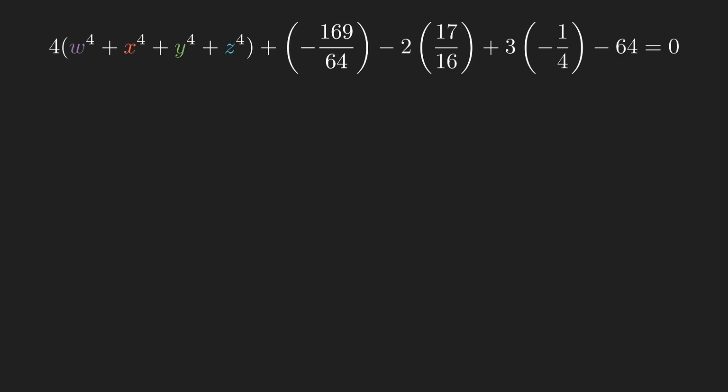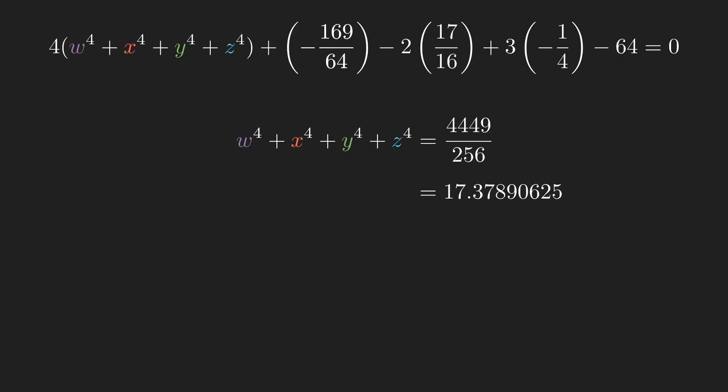And after some more arithmetic, drumroll please, w to the fourth plus x to the fourth plus y to the fourth plus z to the fourth is 4449 over 256, or 17.3789065. Awesome! We solved another crazy system of equations.